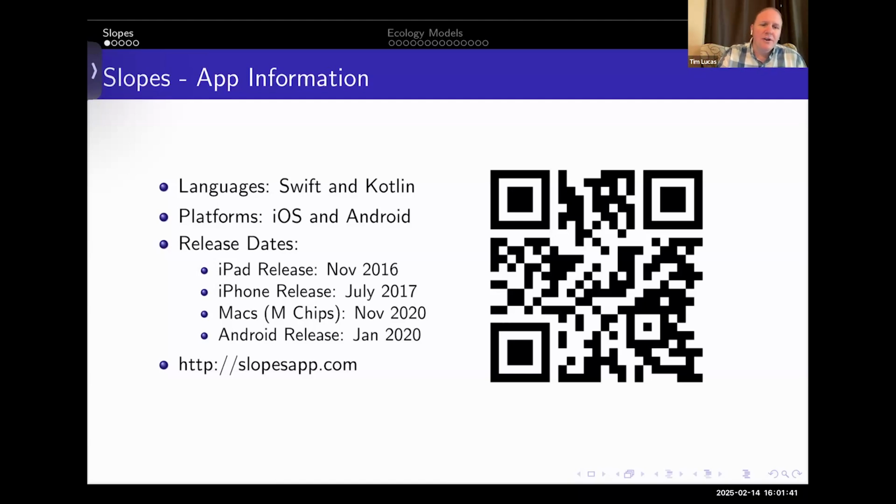And so if you're interested, you can go to slopesapp.com. And you can get a link there, or you can search for slopes on one of those relevant app stores. And usually below about 2 or 3 skiing apps, you'll find slopes for differential equations.